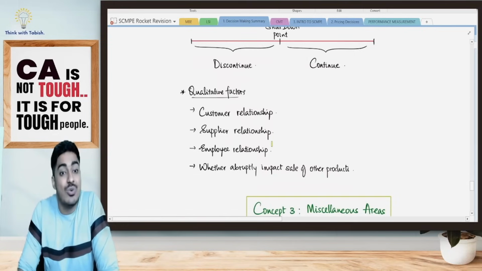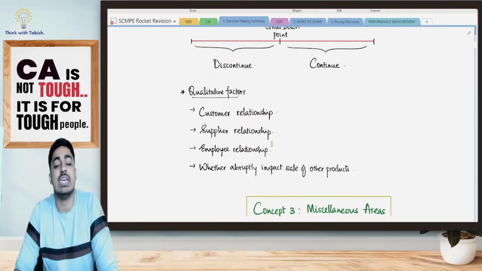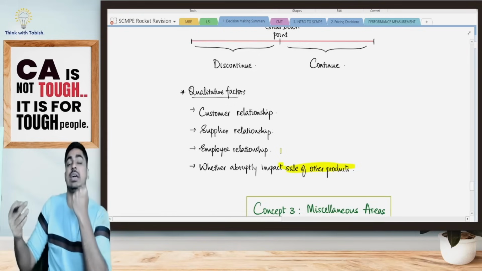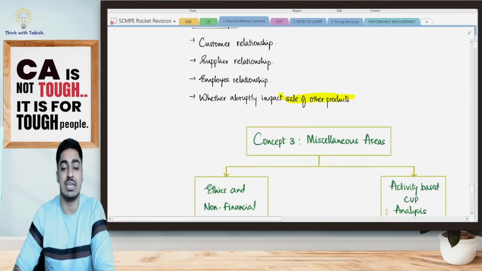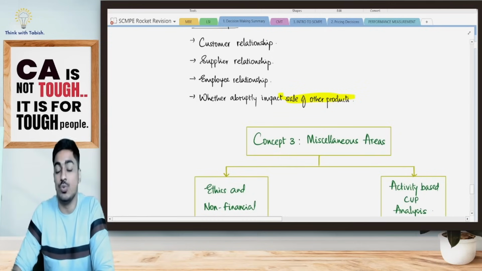Again, qualitative factors. If we discontinue, what will happen to my customer relationship, supplier relationship, employee relationship? Whether abruptly, it is going to impact the sale of other products. I've stopped one product, is it going to adversely impact sale of other products? That also should be kept in. Is it clear, everyone? So concept 2, various short-term decisions, is also over.